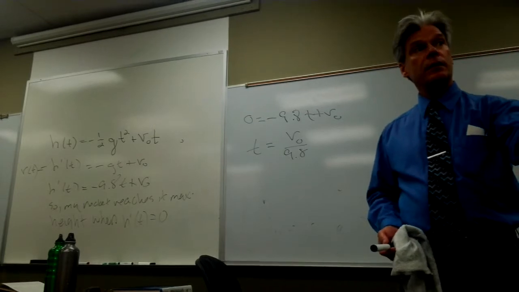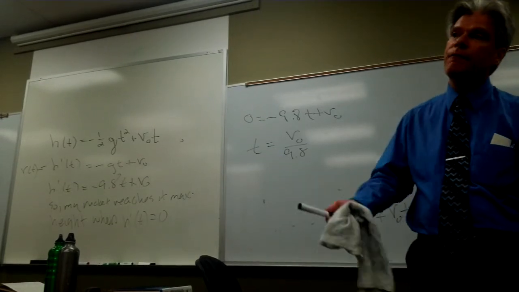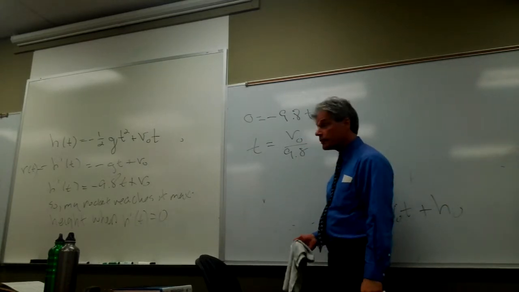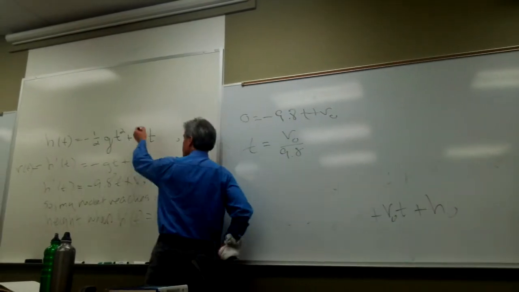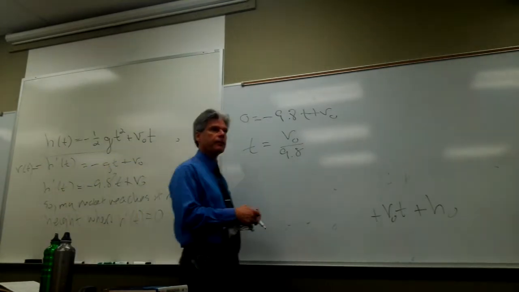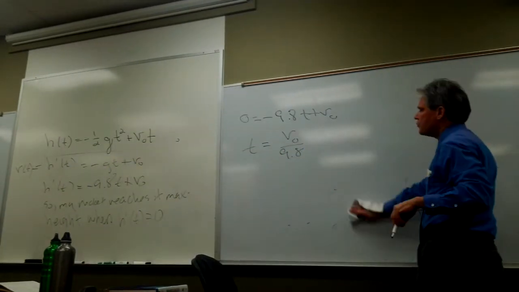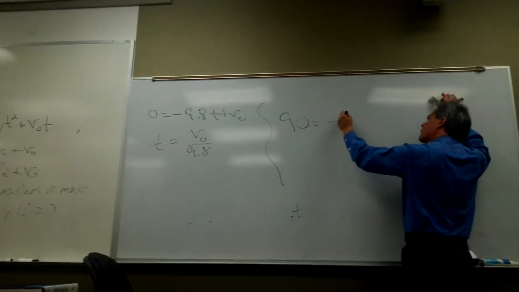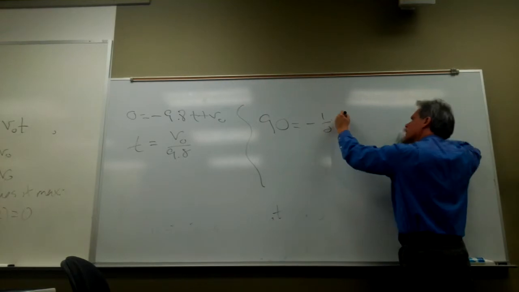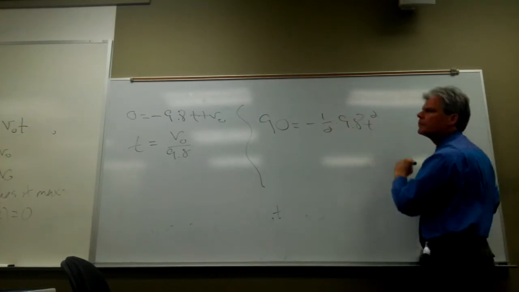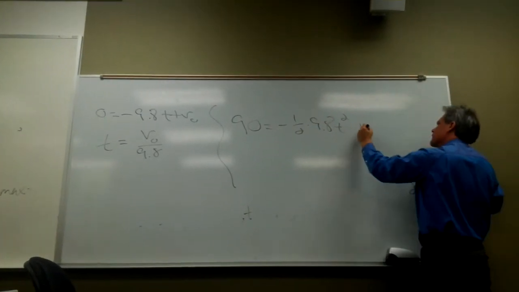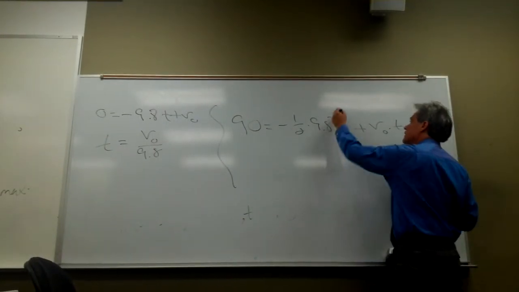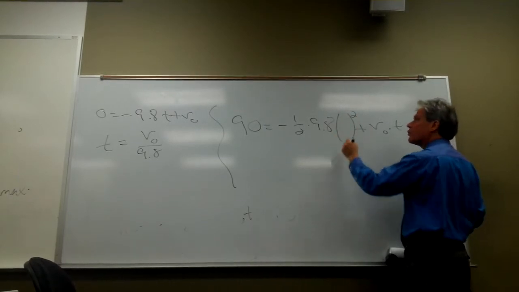Now, I know I failed to give you a specific time value. It's described in terms of v sub naught, but you have to confess: if I go back to the original position function, that one right there, and if I replace h with 90 feet, don't I get my negative 1/2 times 9.8 t squared plus v sub naught times t is just that? I'm going to come in and replace the t with that particular quantity, v sub naught over 9.8.